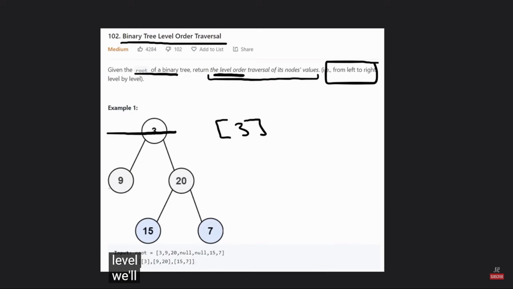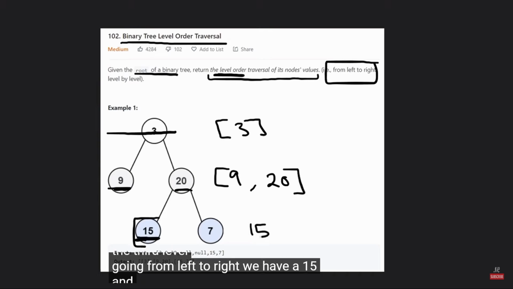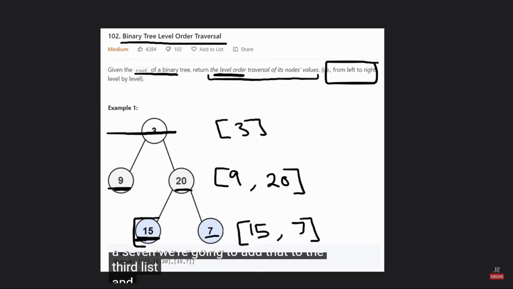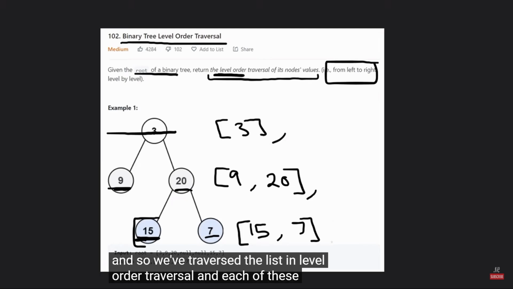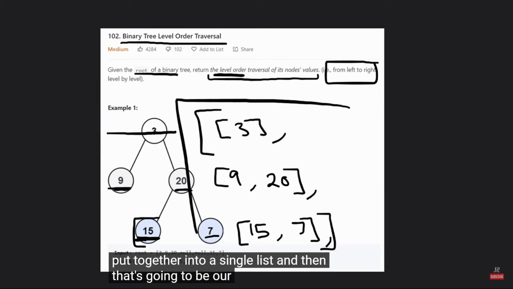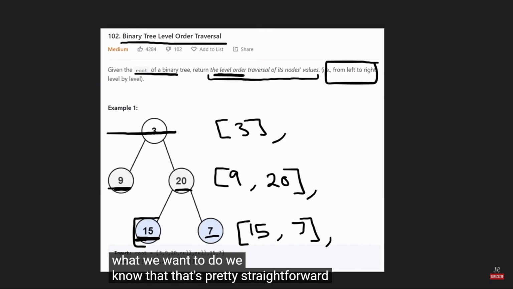So the second level, we'll see 9 and 20, right? We want to add that to a separate list. And lastly, we'll get to the third level. Going from left to right, we have a 15 and then a 7. We're going to add that to the third list. And so we've traversed the tree in level order traversal, and each of these sublists are going to be put together into a single list, and then that's going to be our result. So that's what we want to do. We know that that's pretty straightforward.